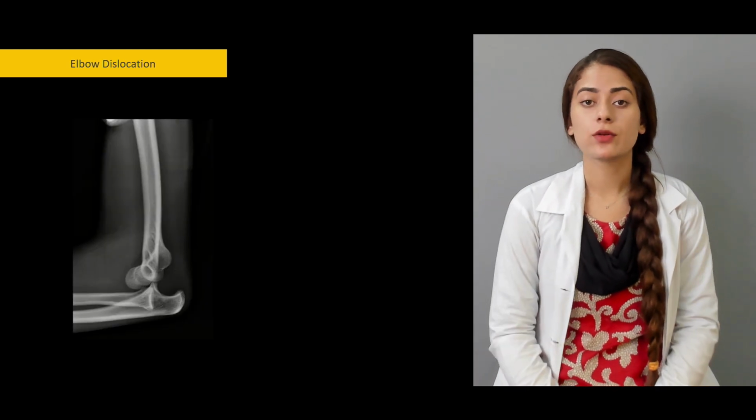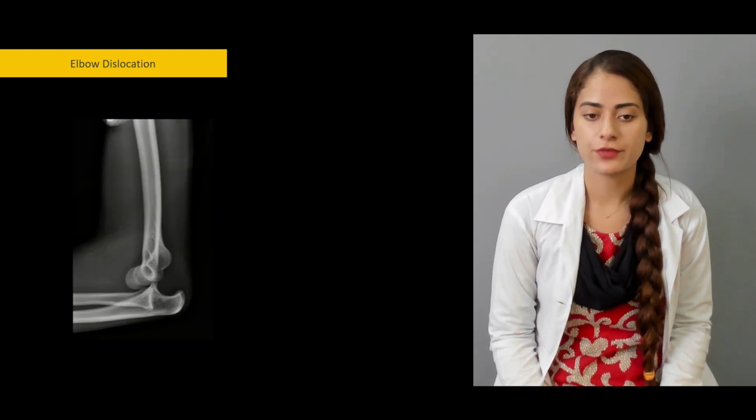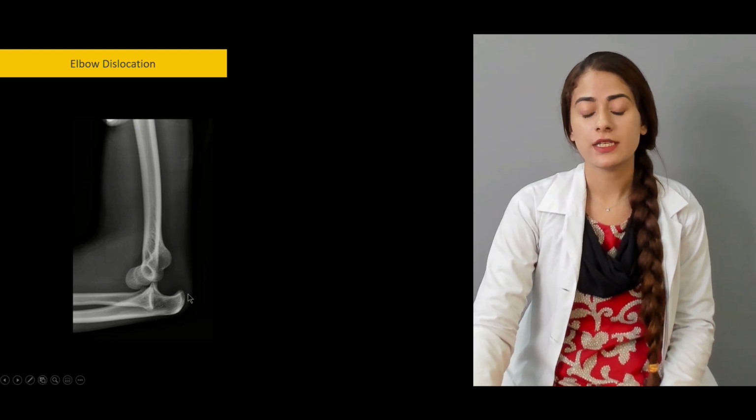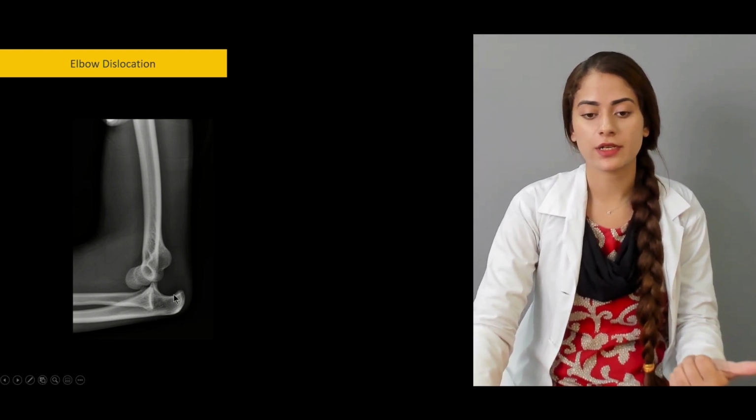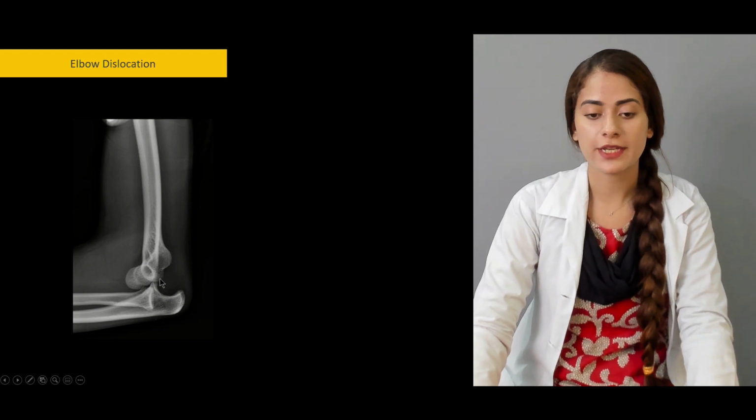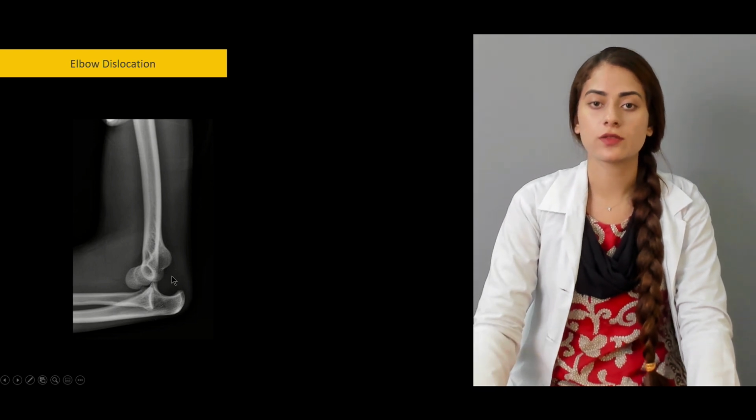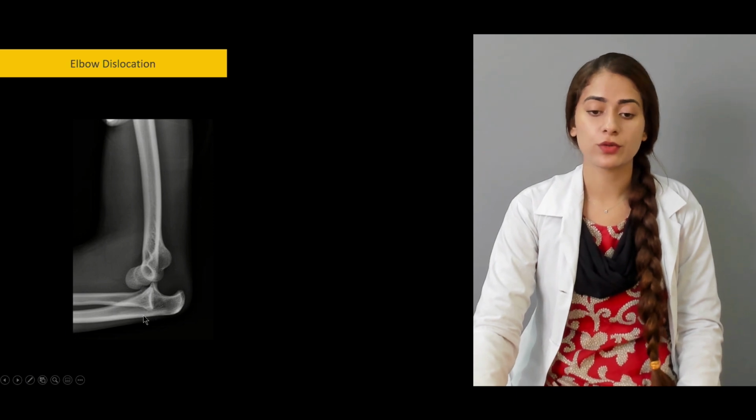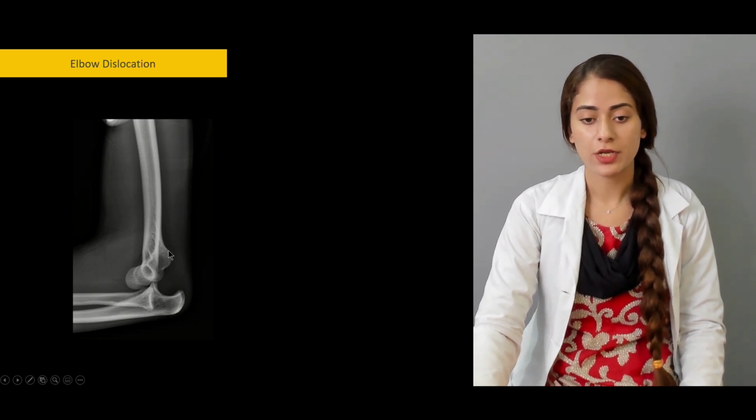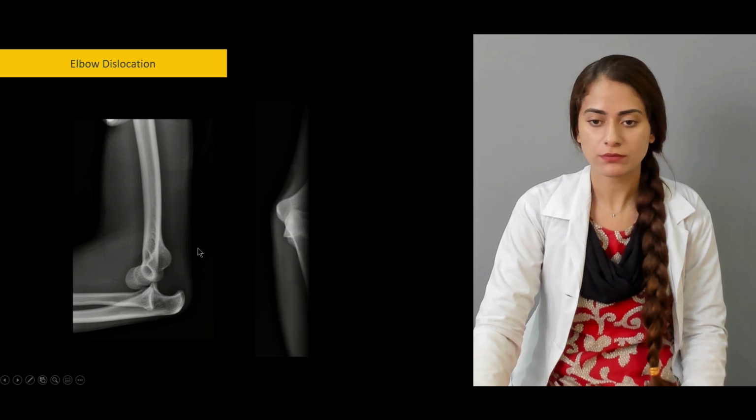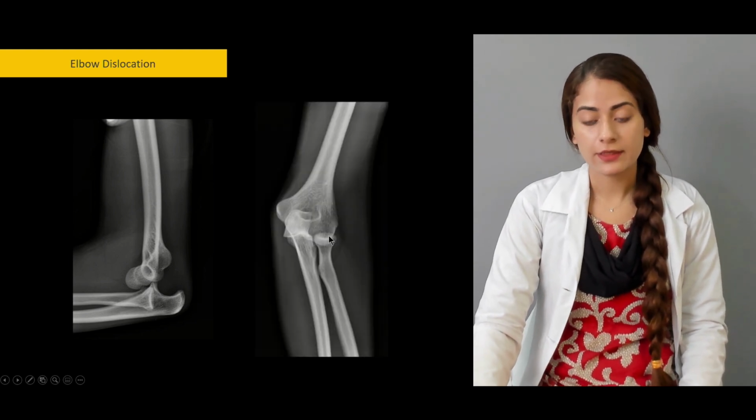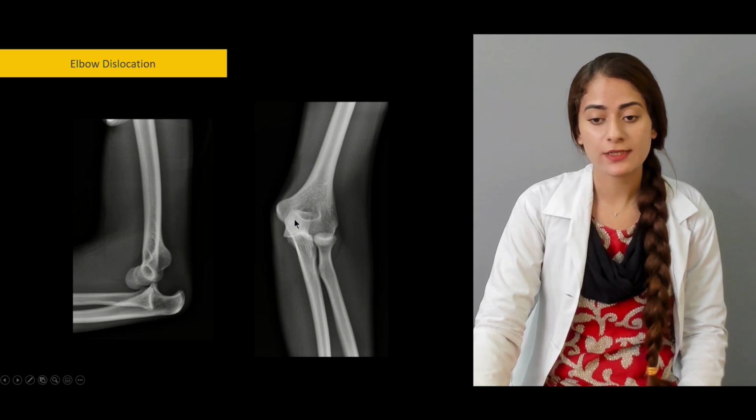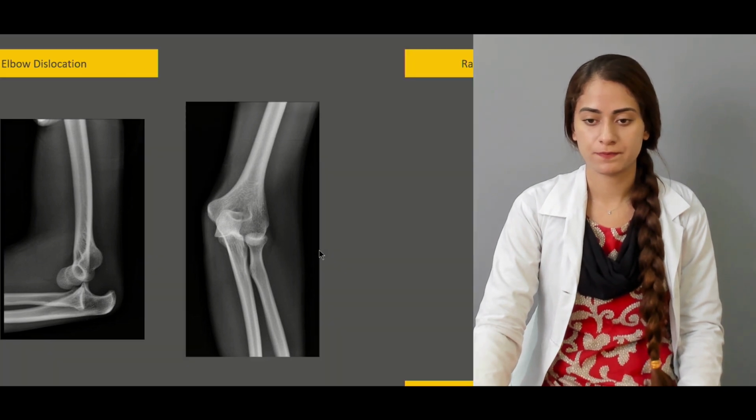Now we will see how elbow dislocations appear on radiographs. So this is the posterior dislocation, like we discussed in the previous slide as well. So this is when the ulna has moved posteriorly. So this is called the posterior dislocation of elbow joint or ulna, and this is how it presents on a radiograph. This again is an AP view in which we can see that the ulna has moved posteriorly.